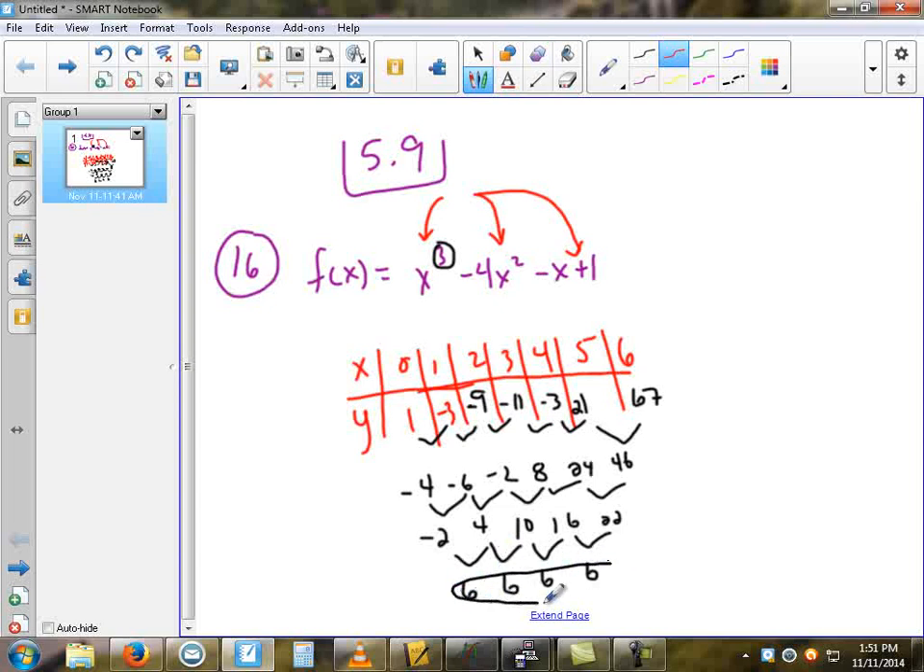What does the fact that they're all 6's tell me? Well, this was the first difference. This was the second. And this is the third. So this tells me that this is a third degree polynomial, because the third time I took the difference in the y values, I got the same thing all the way across. So that's the first part of the assignment.